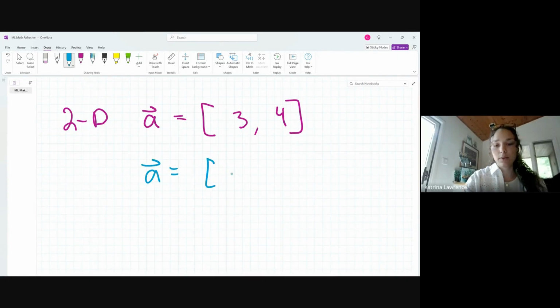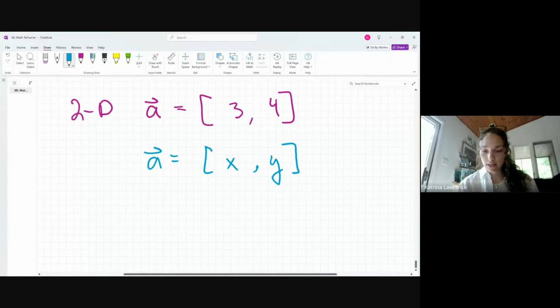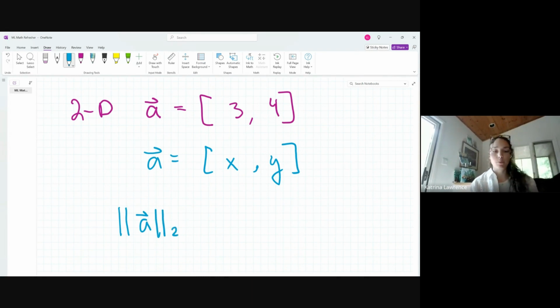So say A equals x and y. So these are our two components of our two-dimensional vector. If we were to go and look for the 2 norm, one way we would write this is we put the absolute value signs around our vector A, and then in subscript at the bottom we'd have a 2, because there are various different types of norms.